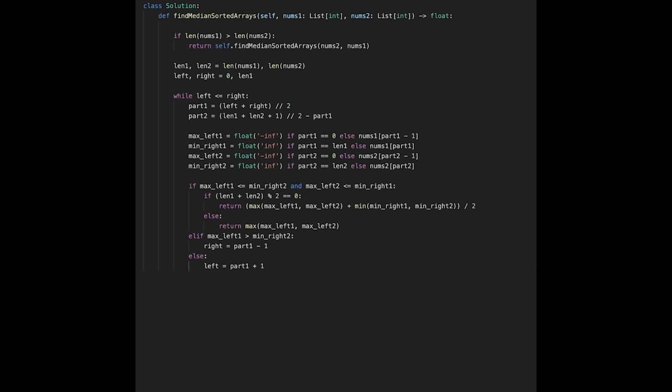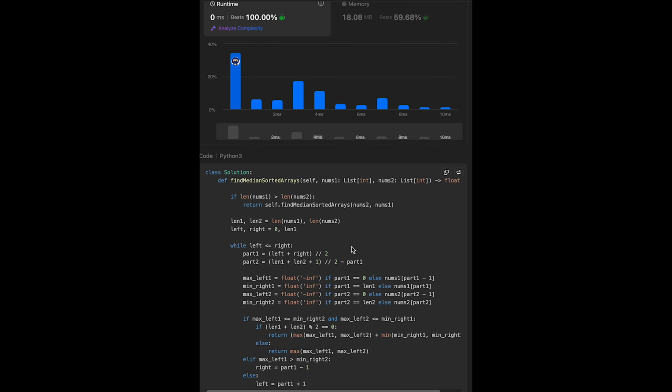I think that's it. So let me submit it. Yeah, looks good. And the time complexity of this solution should be order of log m or order of log n, because we use the shorter array for binary search. So that's why. And the space complexity is, I think, O(1). We don't use an extra data structure.